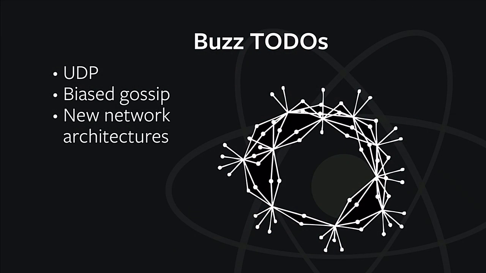I also think probabilistic algorithms for distributing information, especially gossip and biased gossip, where we can decide whether to transmit a message to a neighbor based on what we know about them, are really interesting. And finally, I think there are new network architectures that we can invent that will have much better and more interesting scaling properties than what we have now.